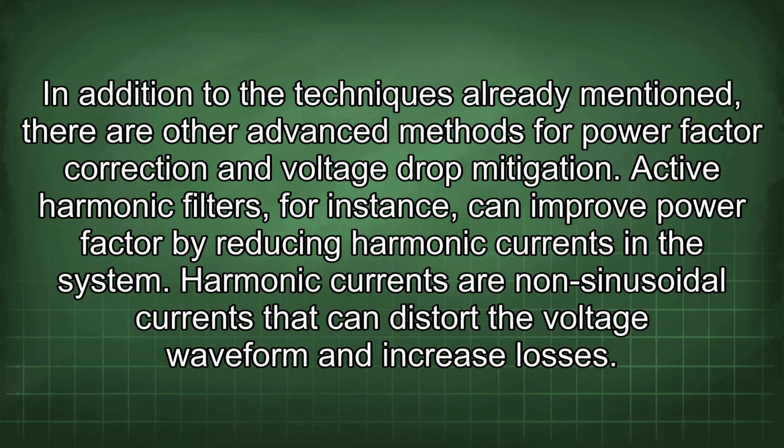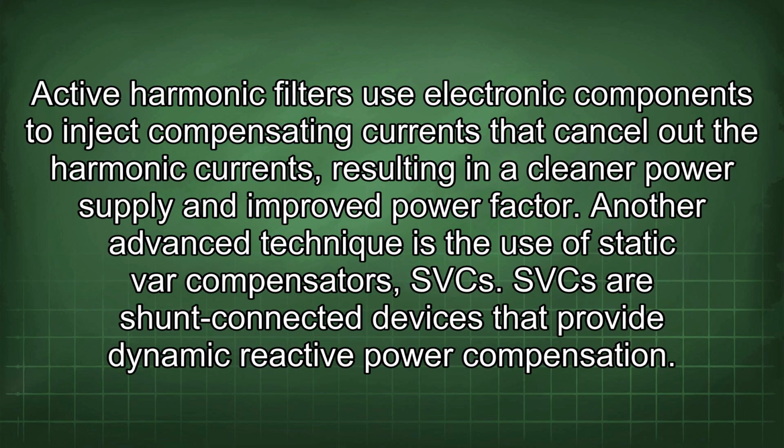In addition to the techniques already mentioned, there are other advanced methods for power factor correction and voltage drop mitigation. Active harmonic filters, for instance, can improve power factor by reducing harmonic currents in the system. Harmonic currents are non-sinusoidal currents that can distort the voltage waveform and increase losses. Active harmonic filters use electronic components to inject compensating currents that cancel out the harmonic currents, resulting in a cleaner power supply and improved power factor.